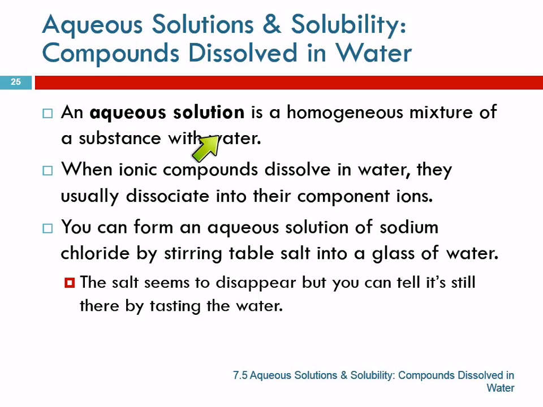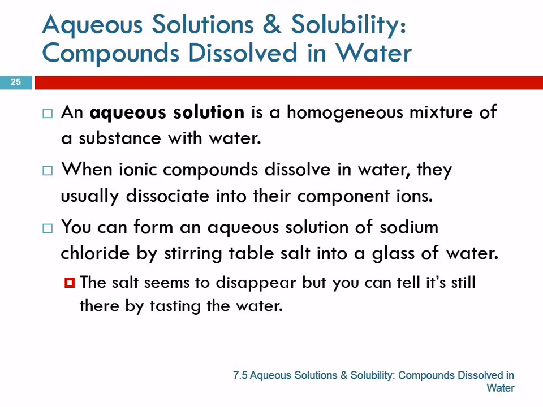An aqueous solution is a homogeneous mixture of a substance with water. Homogeneous means the same throughout, it's uniform. There's no chunks or lumps or layers or anything. What happens when ionic compounds dissolve in water is they usually dissociate, or come apart, into their individual ions. So sodium chloride has sodium ions and chloride ions.